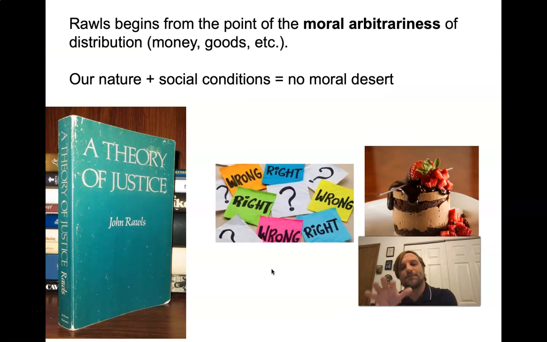So Rawls starts from this point of what's called moral arbitrariness, meaning that where we end up in society is a result of a couple of different things: our nature, our biological predispositions, plus the social conditions, where we grow up, the level of income in our household, the neighborhood, that sort of thing. That basically means no moral desert.